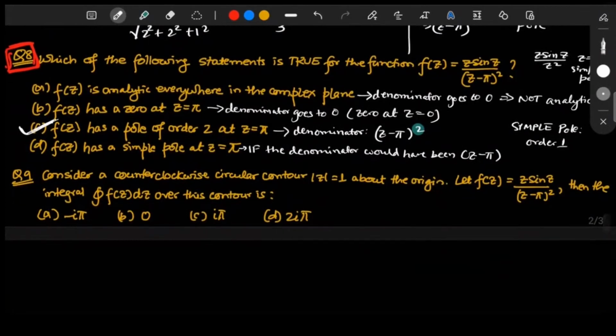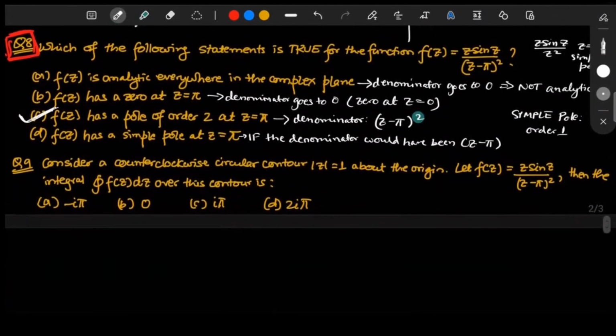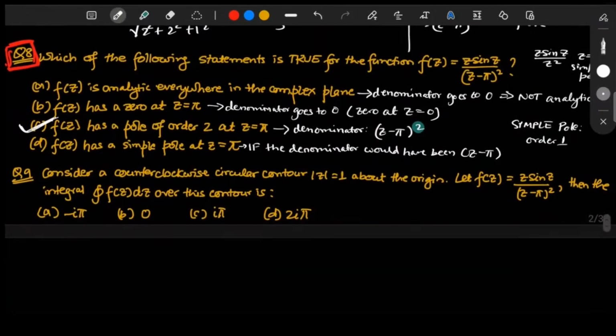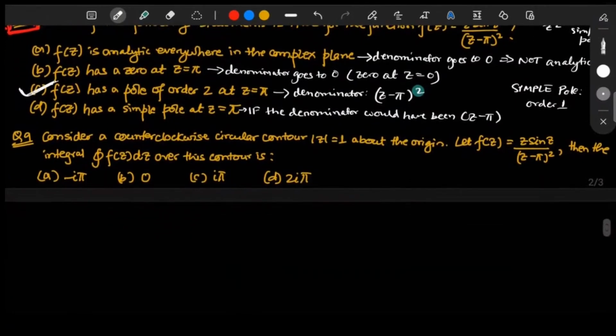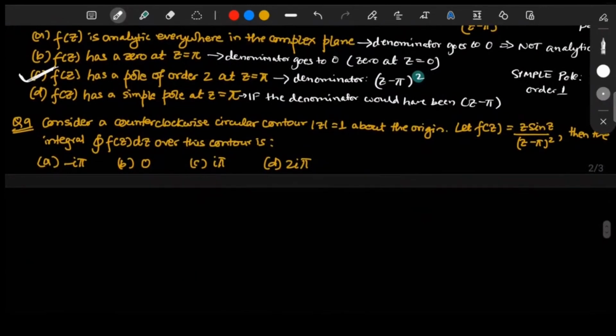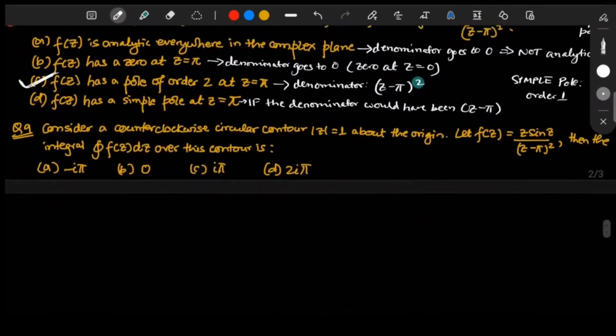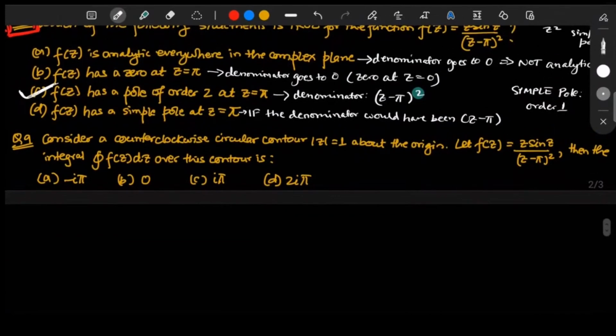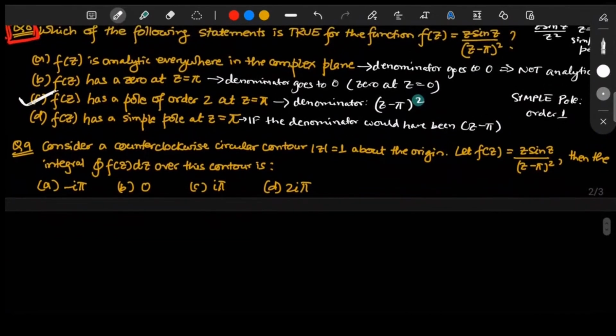So now we move to the next question, which is also based on this one. It says, consider a counterclockwise circular contour |z| = 1 about the origin, and let f(z) = z sin z / (z − π)². Then the integral of f(z) dz over the contour is, without even doing anything, you can say that the answer is 0 without even doing any calculations.